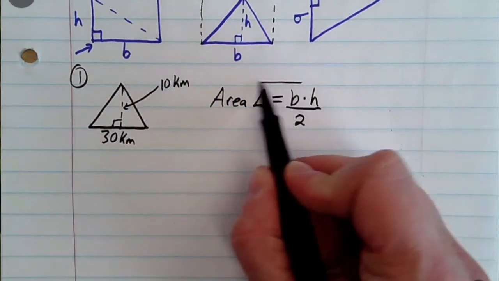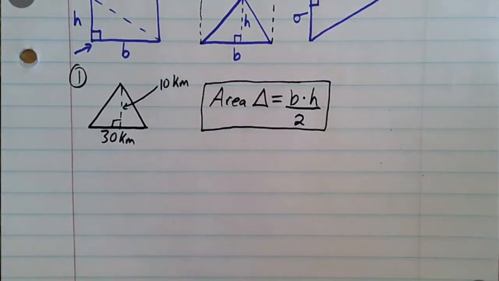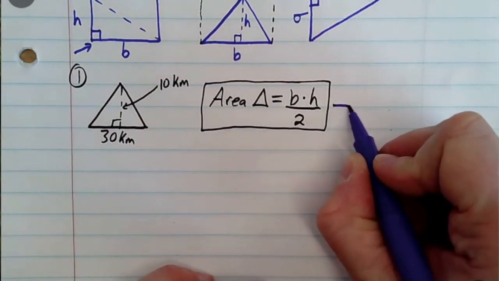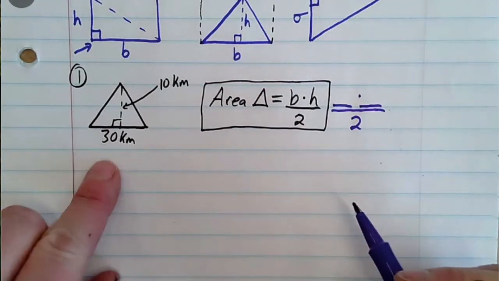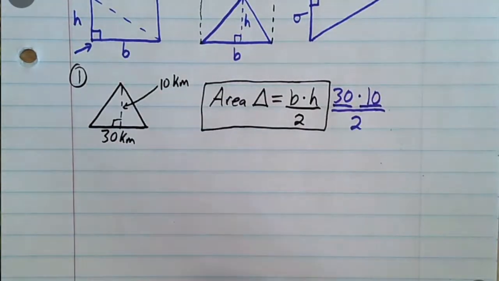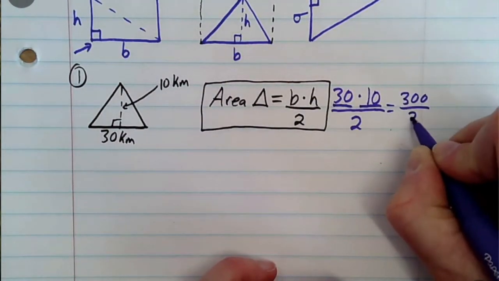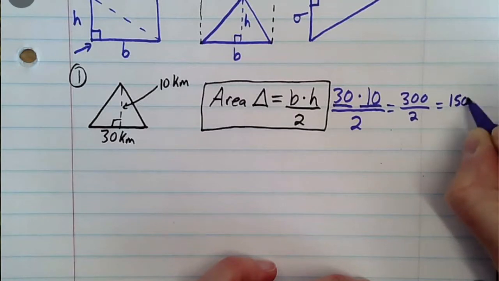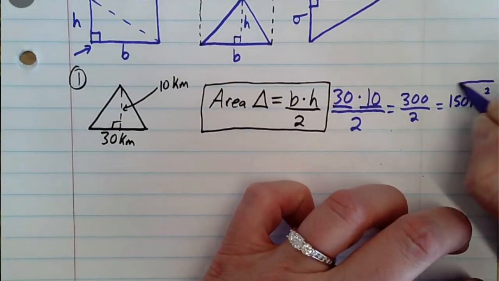So here's your formula. You need to write your formula and then use that formula knowing which numbers are your base and height. So if I write that again, base times height, and then we're going to divide it by 2. What are our numbers? 30 is our base, and 10 is our height. 30 times 10, 300. Divide by 2, and that equals 150. We labeled it kilometers, and we need to label it squared.